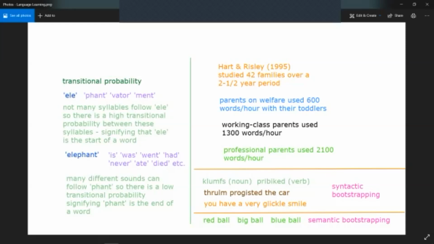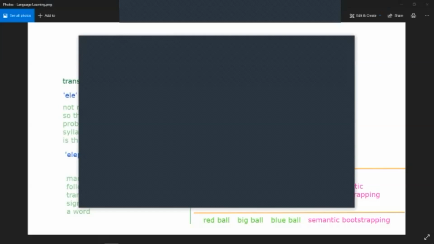Okay, so those are examples of syntactic and semantic bootstrapping. It's going back and forth. They use syntax to learn new words. They use their knowledge of words to learn syntax.